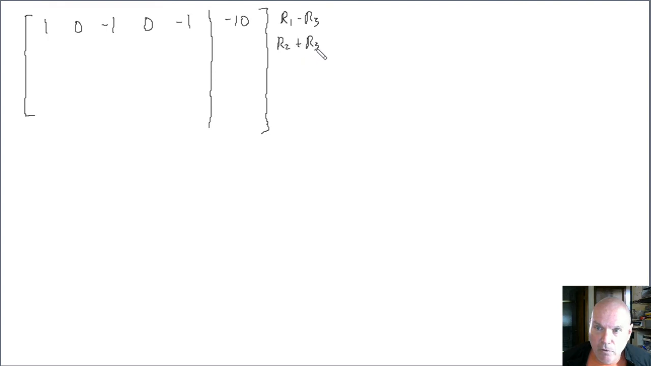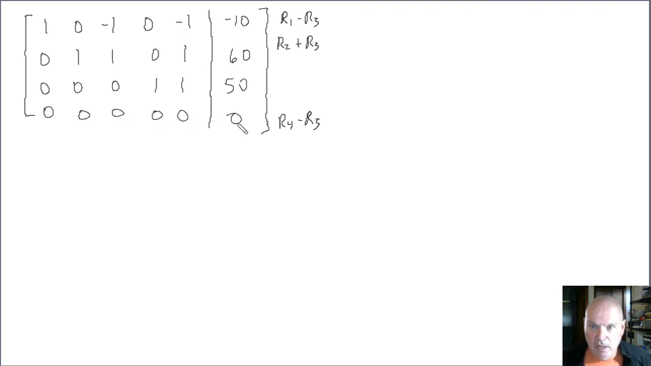here I'm going to add row 2 and row 3, and I get a 0, 1, 1, 0, 1, 60. I'm keeping row 3, 0, 0, 0, 1, 1, and then that was 50, and then subtracting the previous row 3 from row 4, I get all zeros, indicating again that it's a consistent equation. So above and below all my leading ones, now I've got zeros, so that means that this is in reduced row echelon form.